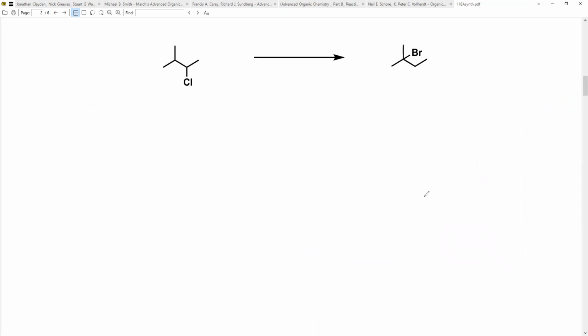Go ahead and try it. But for those of you that are sticking around to hear me talk about it, looking at this reaction is so weird. I have a chlorine, and somehow that chlorine disappeared, and then I added a bromine. Weird things are going on. So let's try to break this down a little bit.